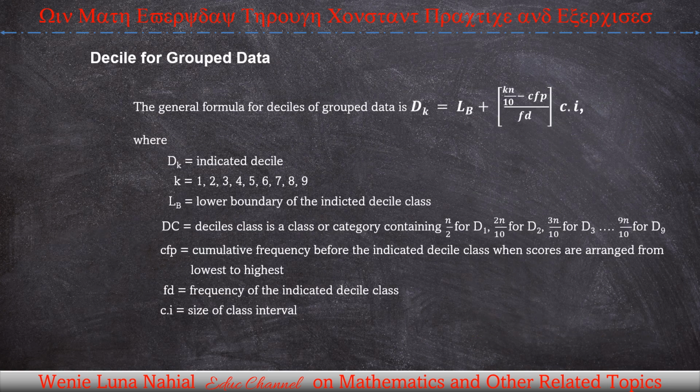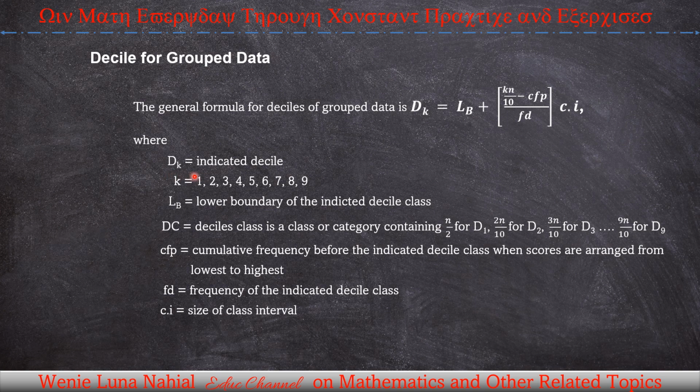Now, decile for group data. So, the same thing. We only substituted from Q to D. So, there's a single formula for you to memorize for the quartile of group data, for the decile of group data, and even the percentile of the group data. This is what I said earlier, that you have to memorize a single formula. Just do the replacements. Okay?